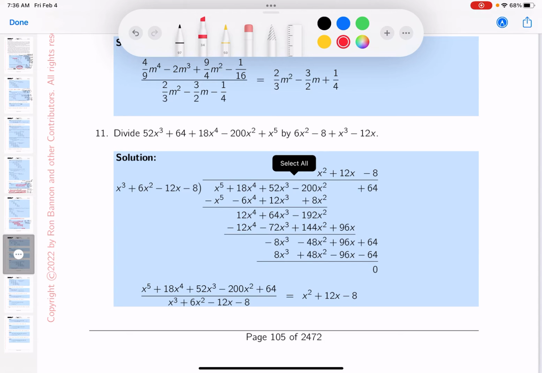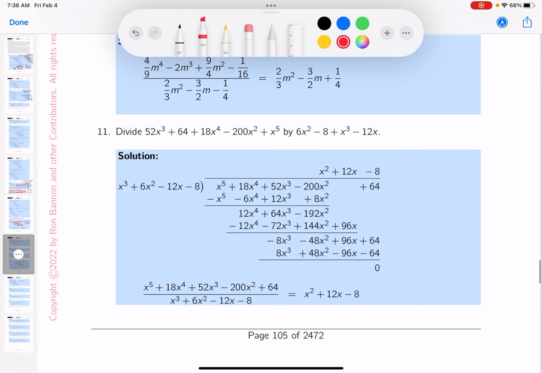Okay, this is a rather straightforward problem. And what I mean by that, looking at it, this is a polynomial here. My recommendation is to write it in order, though, and also include the missing places over here. So what I do, I wrote it in order, right?